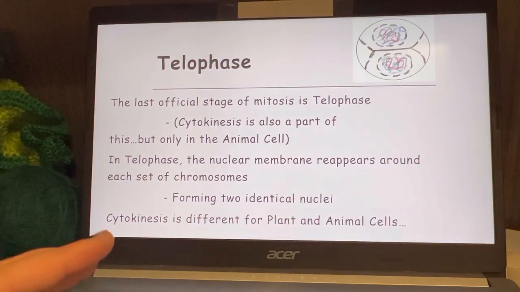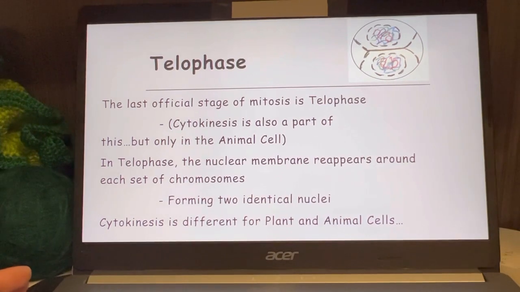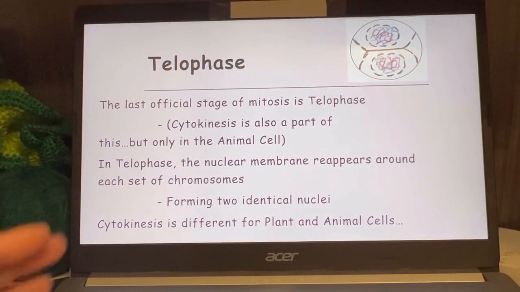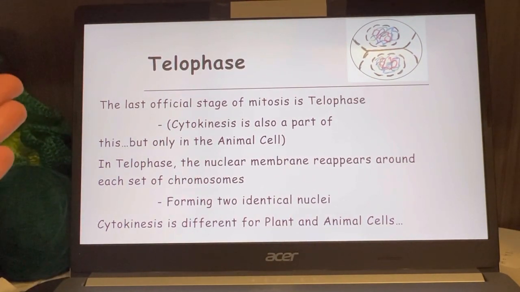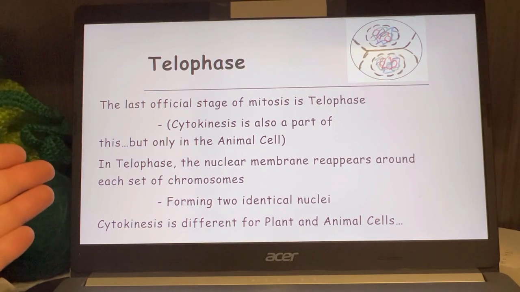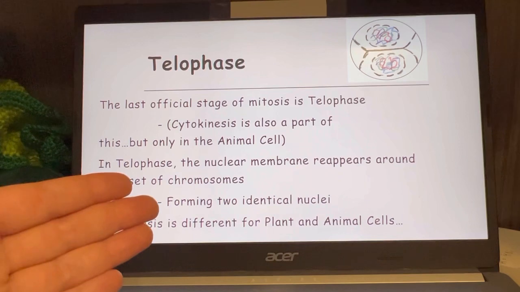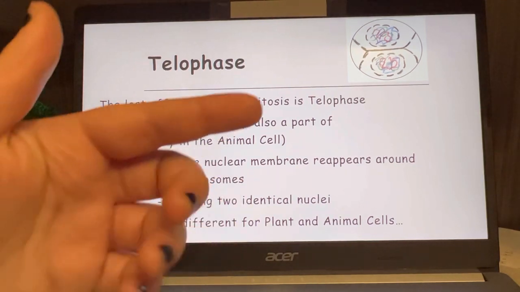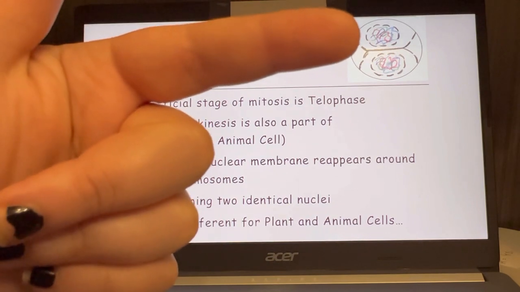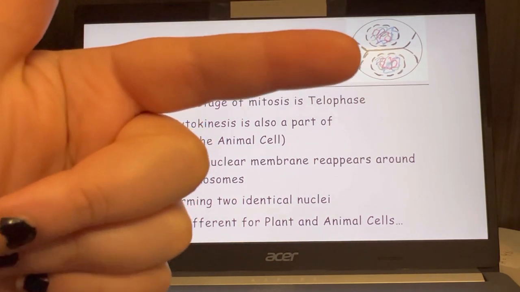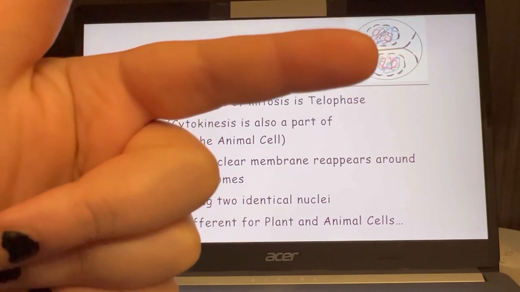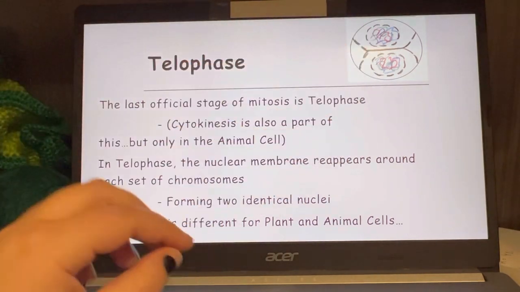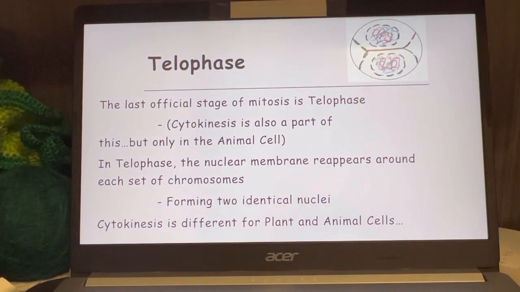Okay? Telophase. Last official stage of mitosis is telophase. So cytokinesis is also part of this, but only in animal cells. In telophase, the nuclear membrane reappears around each set of chromosomes, and it forms two identical nuclei. Cytokinesis is different for plants and animal cells. So here, we have the nuclear membrane reforming, the cell being remade, and the middle, they are identical. They contain the same information.